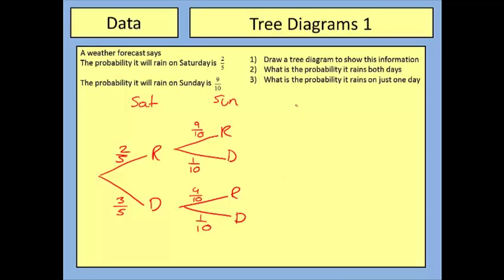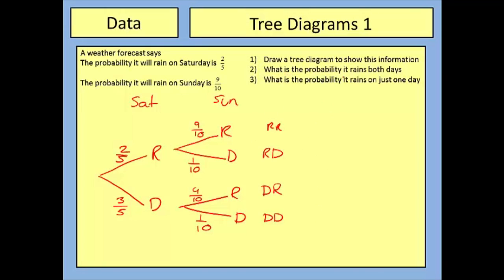Okay. Now what I'm going to do is summarize the end of these branches. This is the probability of rain and rain. This is the probability of rain and dry. This is the probability of dry first and then rain. And this one is the probability of dry followed by another dry day. So let's look at the questions.